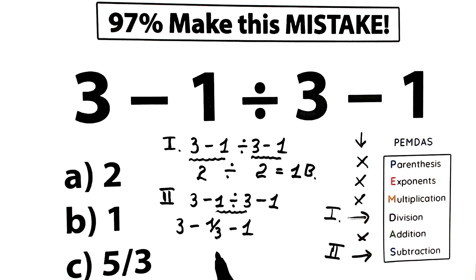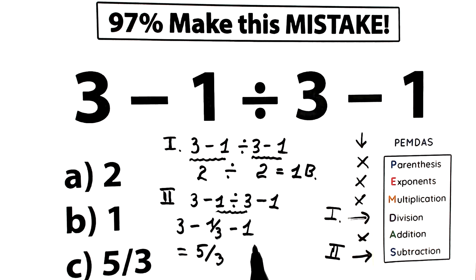So let's subtract. We can find a common denominator, but I don't want to do this. Obviously, we have our answer, because 3 minus 1 third minus 1 looks like 2 minus 1 third, which gives us 5 over 3. If you find a common denominator, you will have the same answer: 3 minus 1 gives us 2, and 2 minus 1 third is 6 thirds minus 1 third, which gives us 5 over 3, or 5 thirds, which is option C.